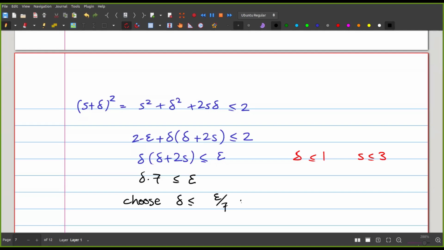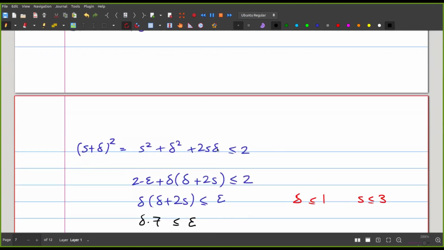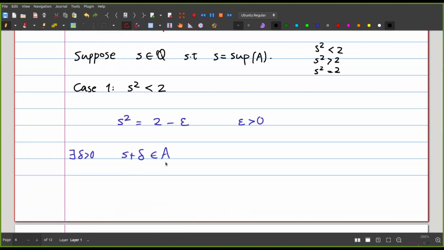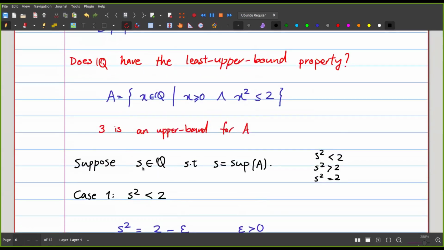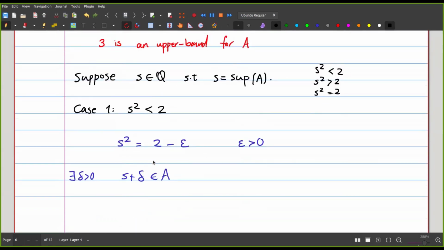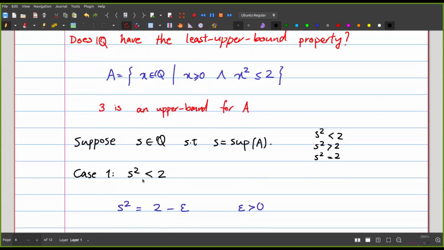But I also need it to be less than 1 from there, so I'll just take something that is the minimum of epsilon over 7 and 1. And if I choose a delta like this, then (S plus delta) squared is going to be less than or equal to 2, which means that S plus delta is going to be in A. And since S plus delta is bigger than S and it's in A, S is not an upper bound of A. That's the contradiction in this case.